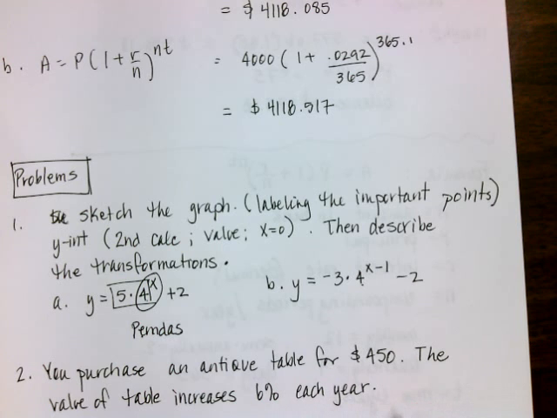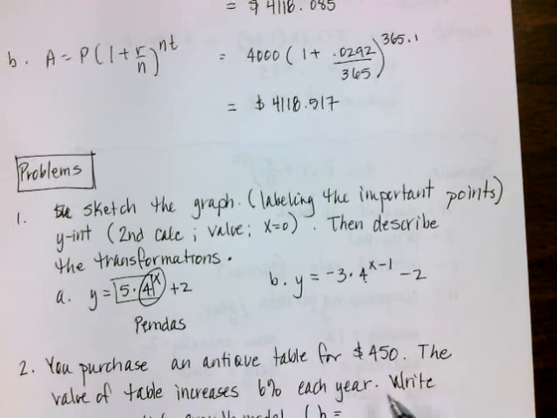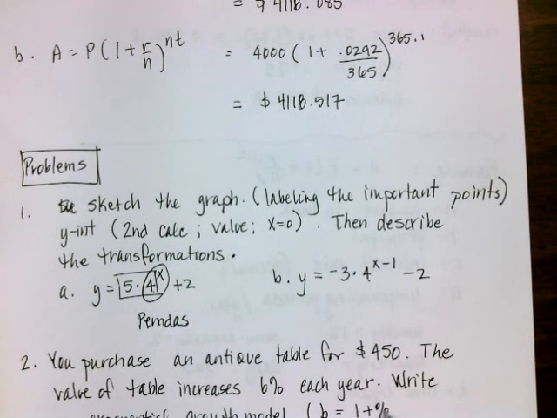Then it says write an exponential growth model. Remember that B is your growth rate, and it's going to be 1 plus the percent. And then predict, which means you need to substitute in a value, the value of the table in 10 years. So they want you to write this model, A times B to the X. We're not doing compound interest.